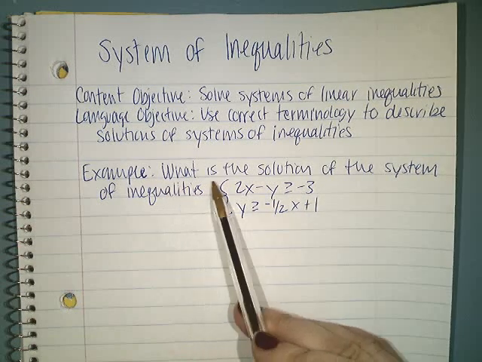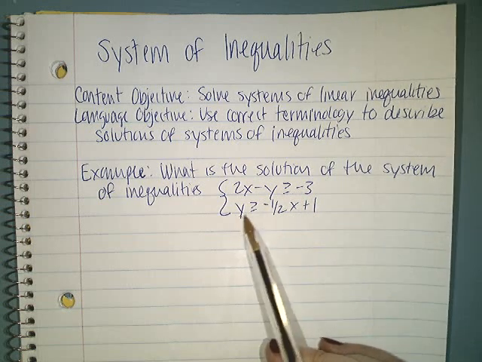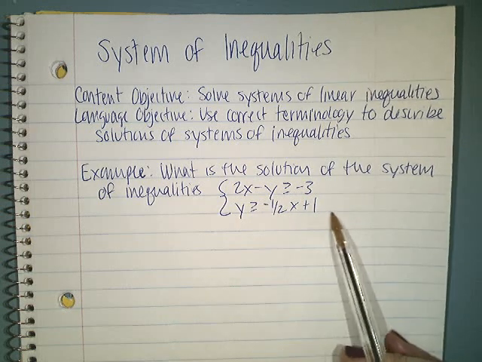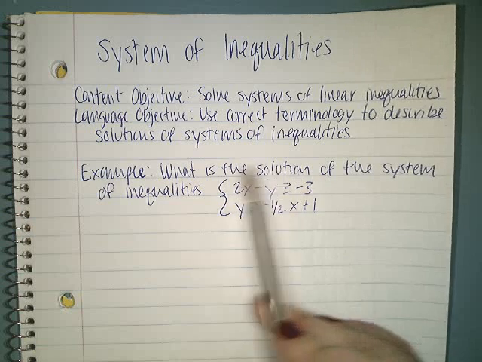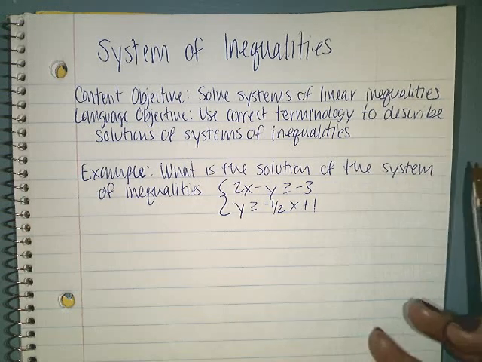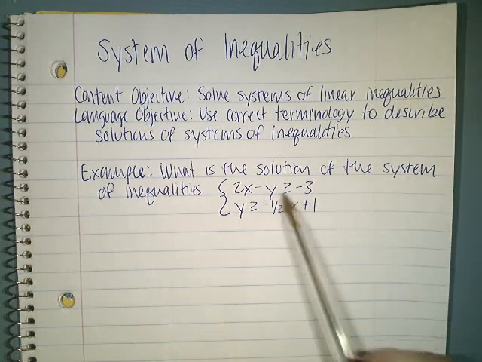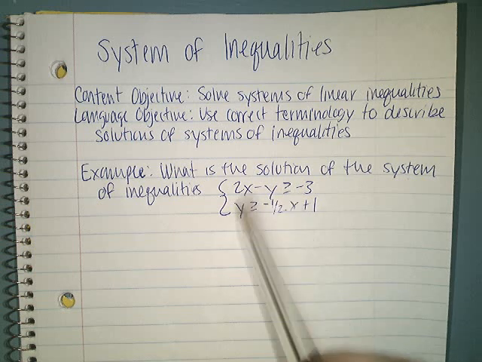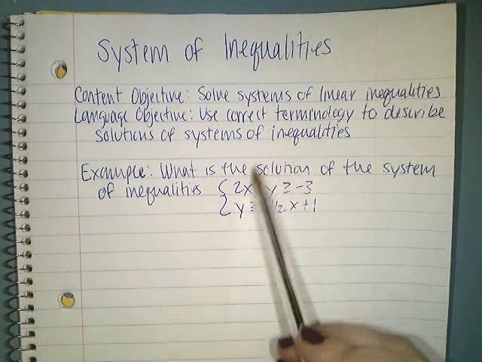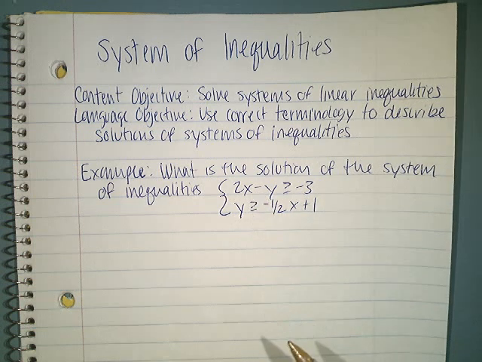So our first example asks, what is the solution of the system of inequalities? 2x minus y is greater than or equal to 3, and y is greater than or equal to negative 1/2 x plus 1. So what this means is when you have a system of equations, a system of equations is a set of two or more equations that make up a set or a system. So we have a system of inequalities, so we have two linear inequalities here. So the solution is going to be the section that makes both of these inequalities true.